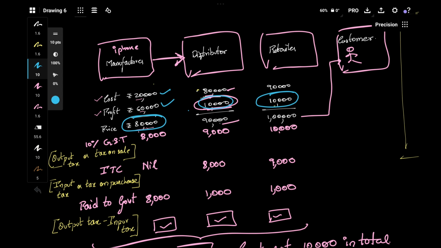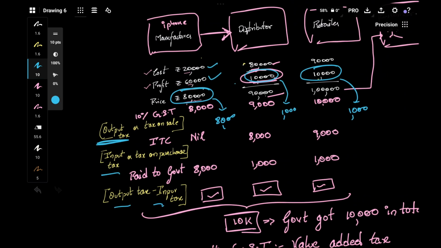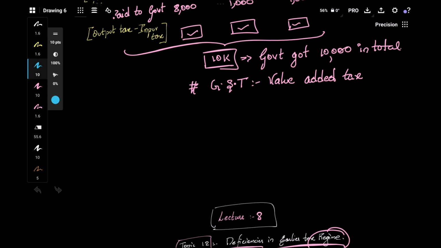So why can't we directly put 10% tax on this and just pay 8,000? Put 10% tax on this and just pay 1,000 at that stage. Why are we doing all this output tax and input tax thing and making it complicated? That may be a doubt many people are getting, but here is the answer for that.